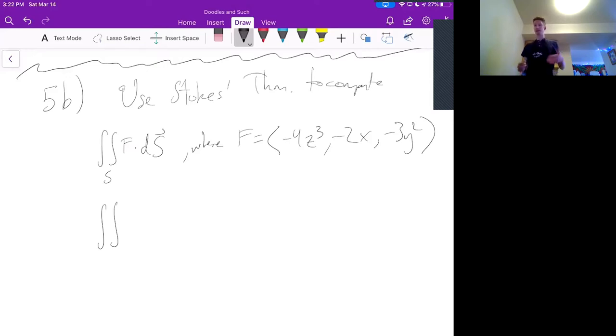Or at the very least, I should get some curl involved somewhere so that I can try to use Stokes' theorem at all. Because Stokes' theorem only lets me compute the integrals of curls. So how can I try to figure out if F is the curl of something?